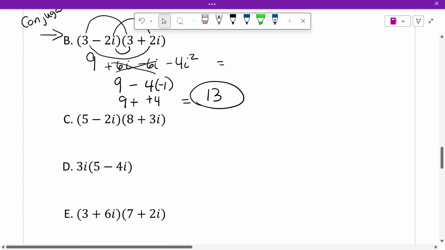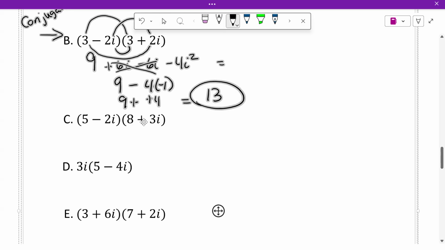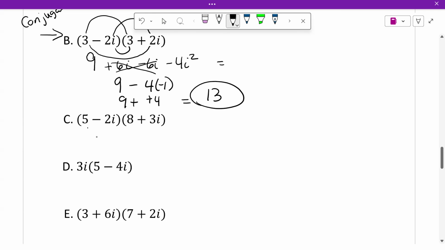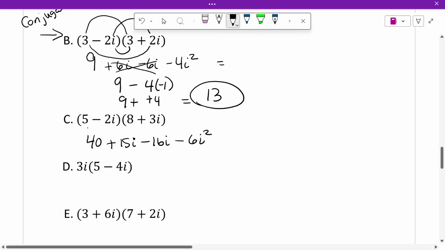Okay? Now, that only happens with complex conjugates, that we get rid of the I part. Otherwise, ones like this, we'll keep the I, we'll have an I in the answer. So if we FOIL this one, 5 times 8 is 40. What's the outer? Plus 15I. What's the inner? Minus 16I. What's the last? Negative 6I squared. Make sure you put the squared on or you're going to screw something up.